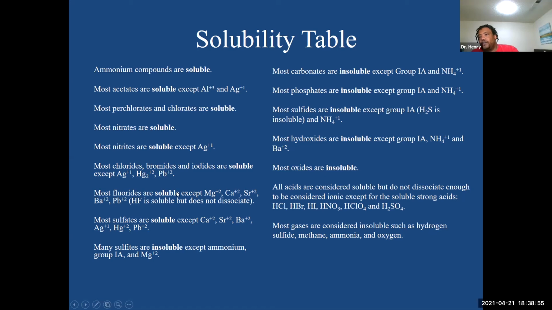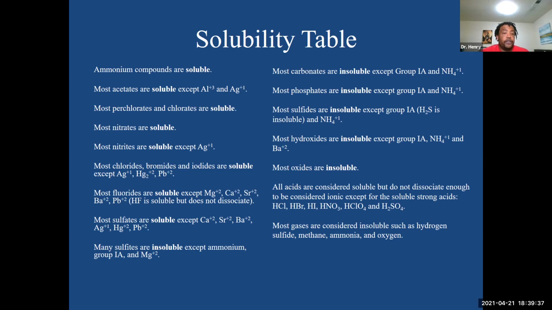And we also know that hydrogen sulfide, it is soluble, but it doesn't completely dissociate, right? So it has weak solubility, hydrofluoric acid. Most sulfates are going to be soluble except for calcium, strontium, barium, and silver 1, silver 2, mercury 2, and lead 2.